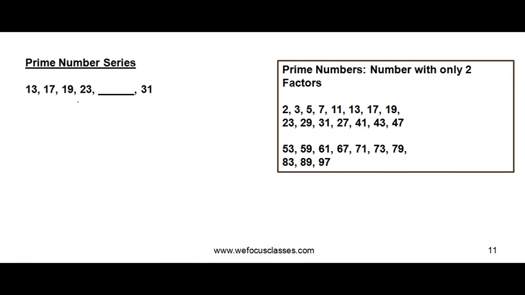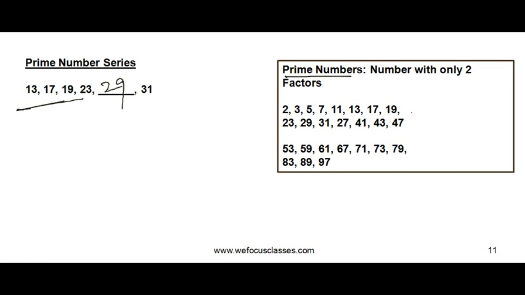So 13, 17, 19, 23. By looking at the numbers, we can say that these are the prime numbers, so the next answer will be 29. So remember the prime numbers. What are the prime numbers? The numbers with only two factors, meaning 1 and the number itself will be the factors.